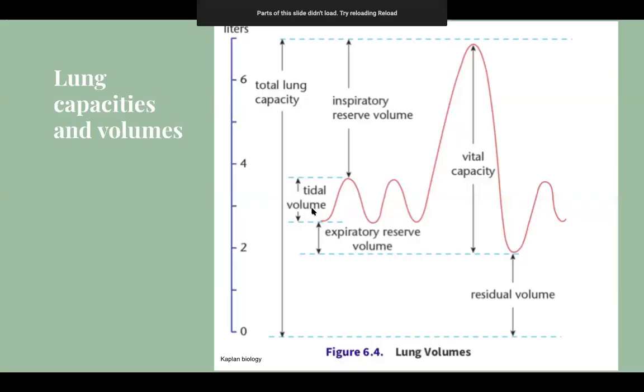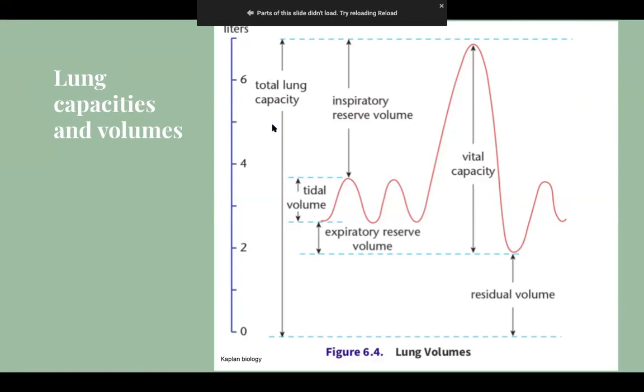Okay. So moving on to different topics. There are different types of lung volumes and capacities that may show up, so I wanted to briefly cover this.